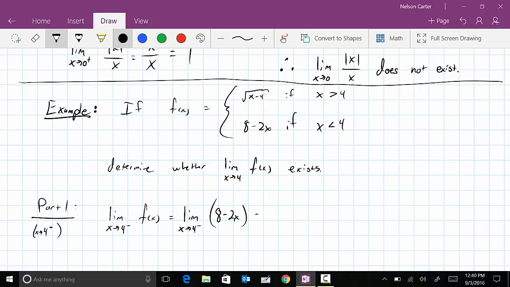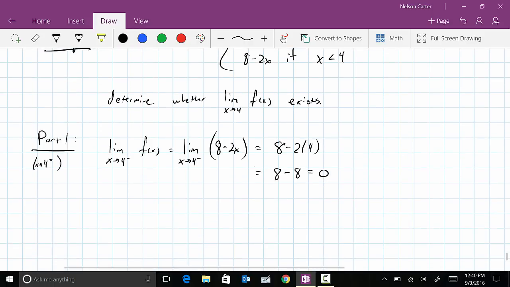Now this is something I can use the direct substitution rule for, and I'm just going to directly substitute in 4. So we get 8 minus 2 times 4, but that's equal to 8 minus 8, which is 0. Okay. Now we're going to look at part 2.